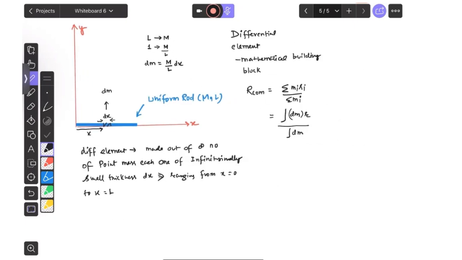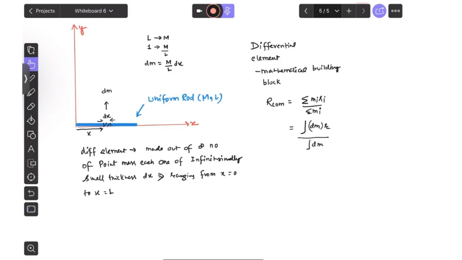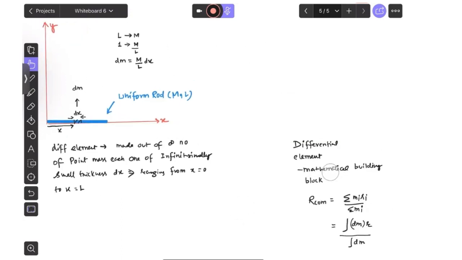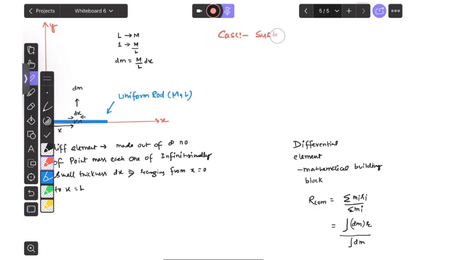So what kind of system I am considering here is a system where the differential element is a point mass. So I'll take the case when I have a system whose differential element is a point mass.